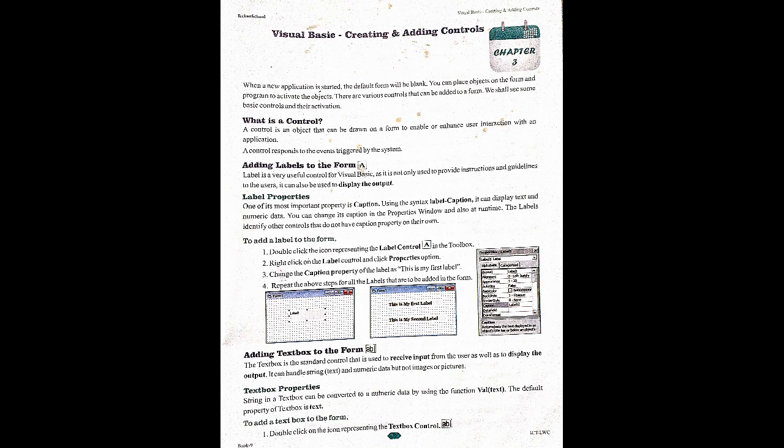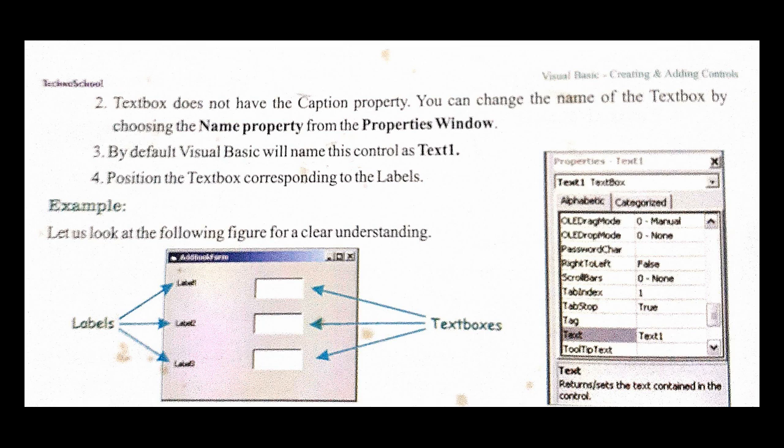Now let us learn how to add text box to a form. Text box is a tool used to display input as well as output. The tool icon for the text box is small a and small b icon. To add a text box to the form, double click on the icon. The text box will be placed in the form automatically. Text box does not have the caption property. By default, the VB will name this control as text1.